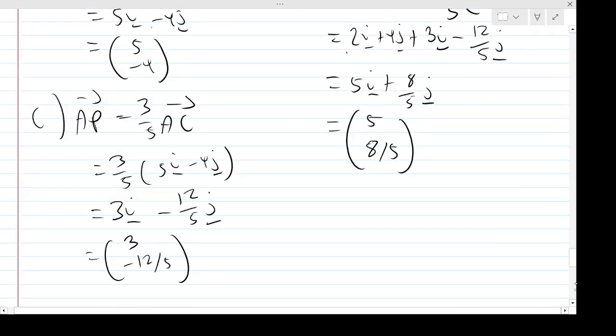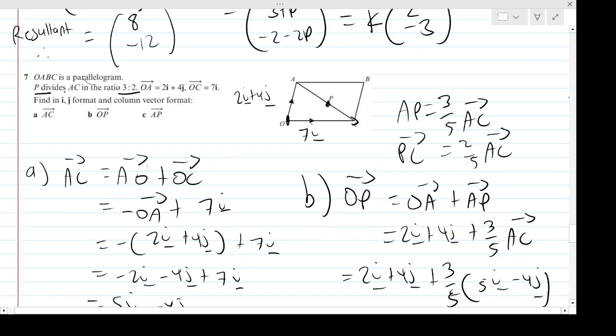So those are all the questions. Hopefully you've become a bit familiar with i and j now. Exactly the same way as with normal column vectors, they mean the same thing. i is just the x component and j is the y component. And we add and multiply them in the way we expect.